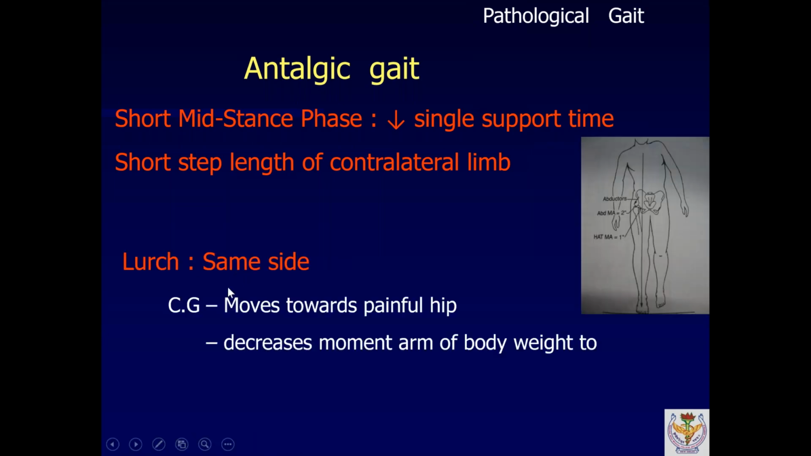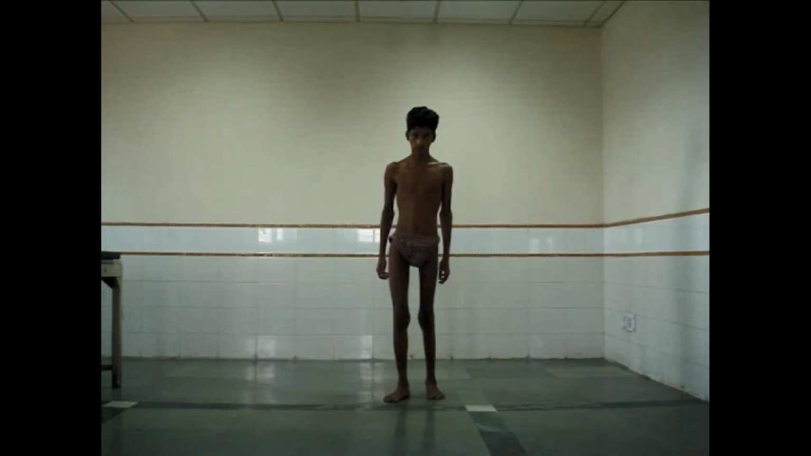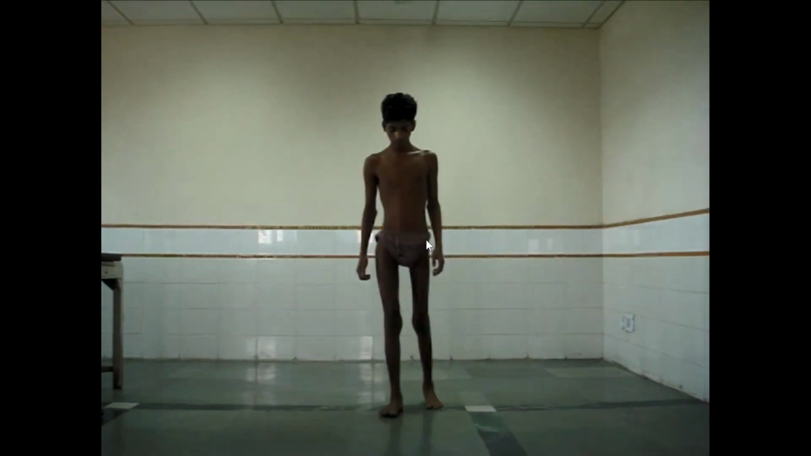And the lurch, if you understood the biomechanics, will always be on the same side. By lurching on the same side, the body weight lever arm is decreased, so the abductor forces which are required to balance will be less. The abductor forces are less, the pain in the hip will be less. So let's see this example of this patient who had tubercular arthritis. So it's a painful hip here.